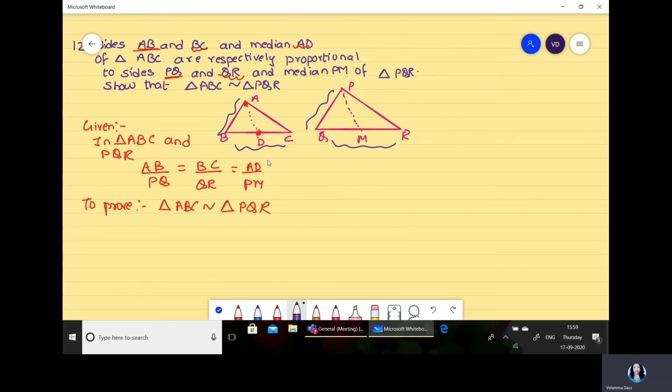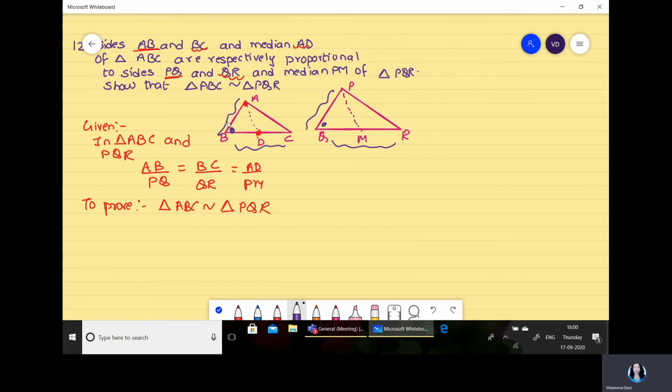Already it is given that in these two triangles, if you want to prove similarity, two sides of the triangles are proportional. It is given that AB upon PQ equals BC upon QR. So our only job is, if we prove that angle B and angle Q are equal, we can say both triangles are similar by SAS. So we just have to prove that angle B and angle Q are equal.